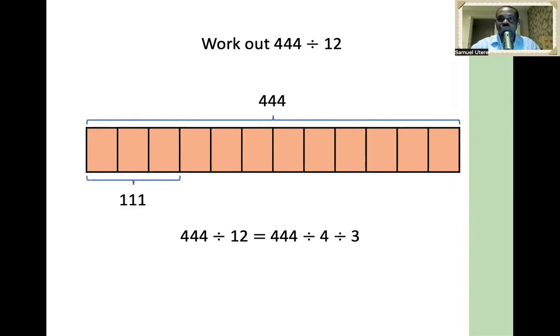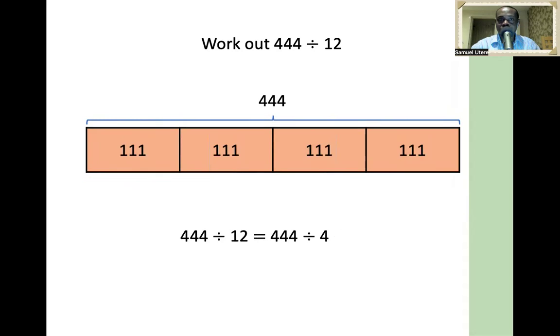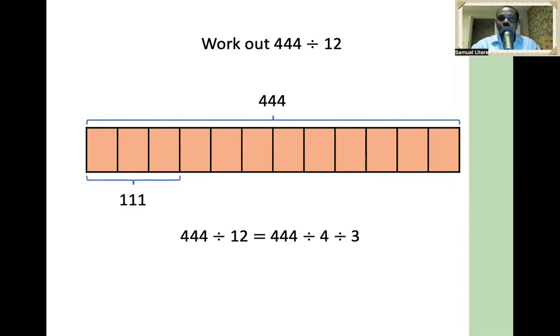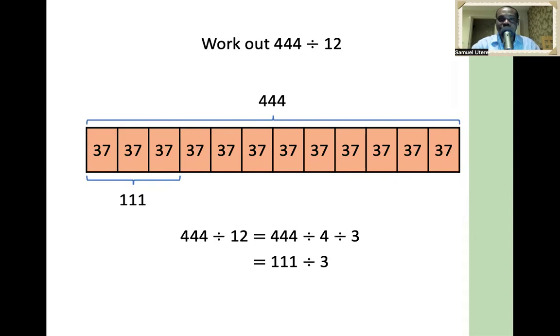Okay. So 144, because we can then divide this group into 3 more groups. Okay. And 444 divided by 12 can be written as 444 divided by 4 divided by 3. So sometimes if you have very large numbers, you can break the calculations down into different parts like this to get towards the end of your answer. Okay. And that is 37.